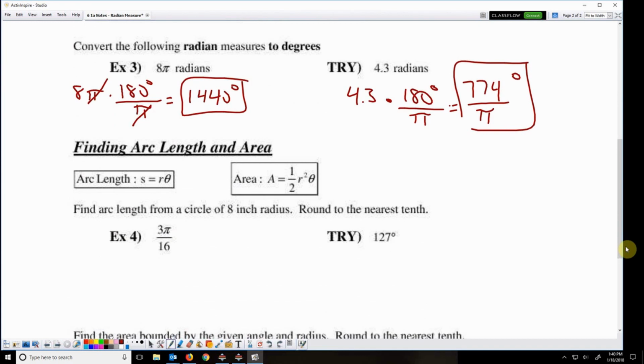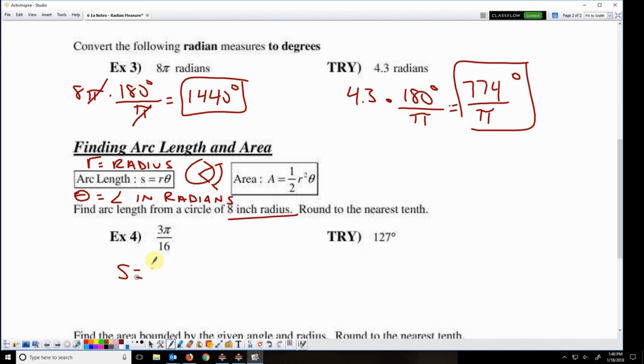Finding the length of an arc. So arc length is abbreviated with S. R here is for radius. Theta is an angle measure, and it is in radians. So finding the length of an arc, what that means is if I've got 2 radii, I'm looking for the length from here around the circle to there. So for both of these, the radius is 8 inches.